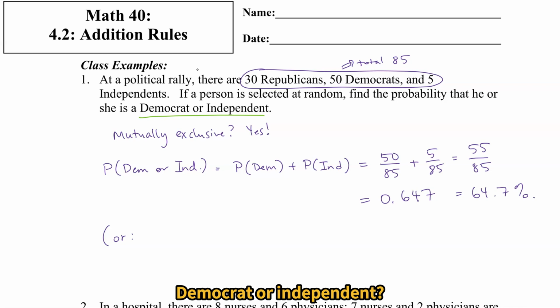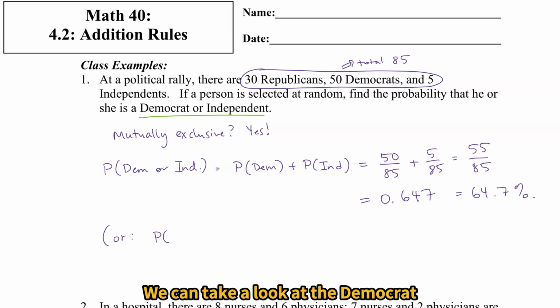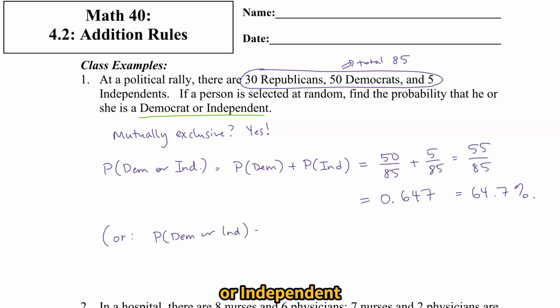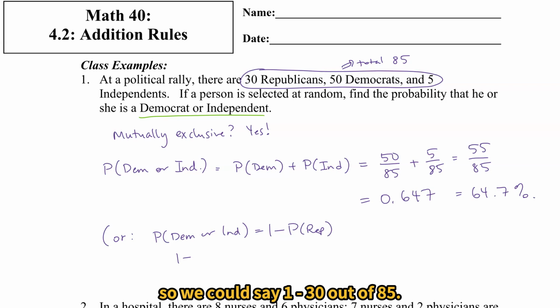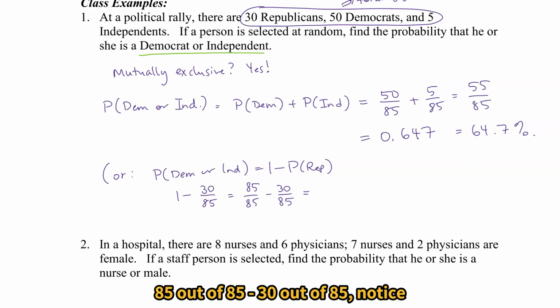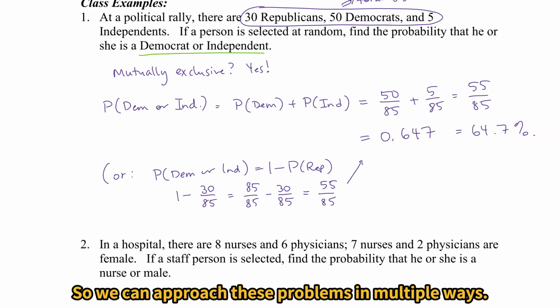Democrat or independent, that's the complement to the Republicans. We can take a look at the Democrat or independent as 1 minus the probability of Republican. So we could say 1 minus 30 out of 85. 85 out of 85 minus 30 out of 85. Notice we get the same answer as above. So we can approach these problems in multiple ways.